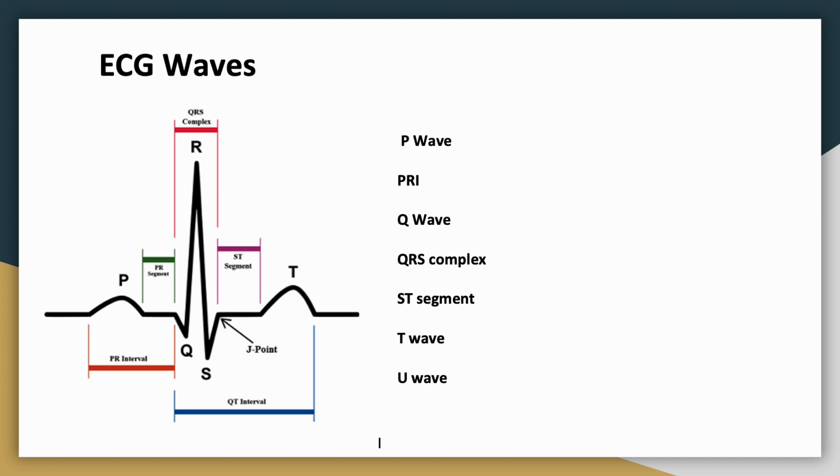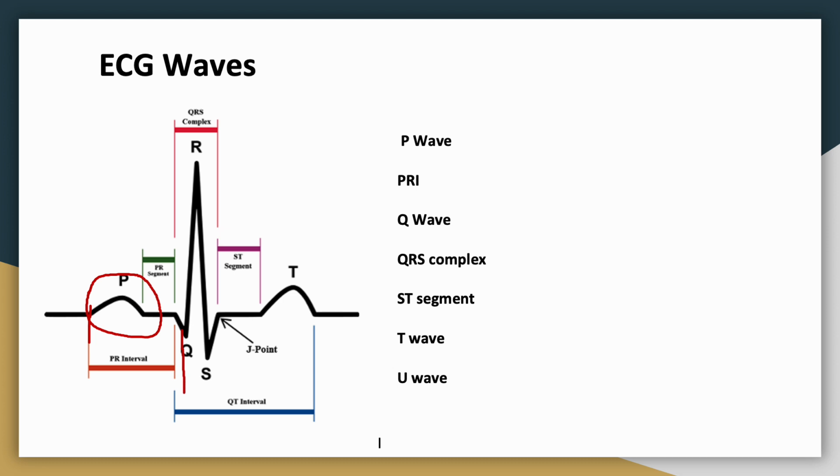Now, we are going to talk about waves a little bit, okay, and intervals, because that's kind of what we look at, but we're not going to get that deep, okay? So on this little diagram I have here, you see the P wave. The P wave represents atrial contraction. So it represents when the atria contract. So when the atria contract, they push blood into the ventricles, okay? That's what that's for. The PR interval is from the beginning of the P wave to right before the QRS, okay? Maybe about there, okay?